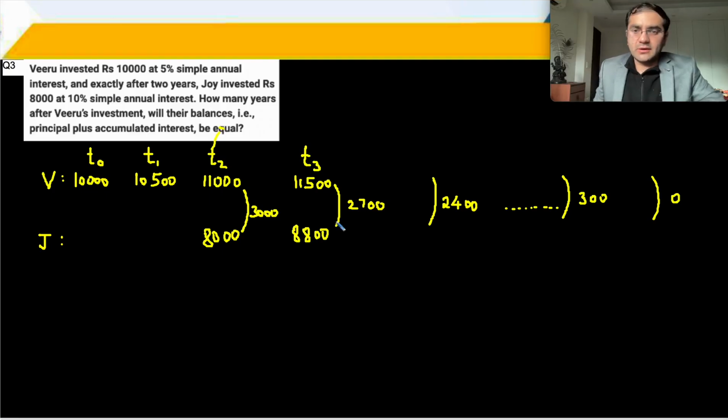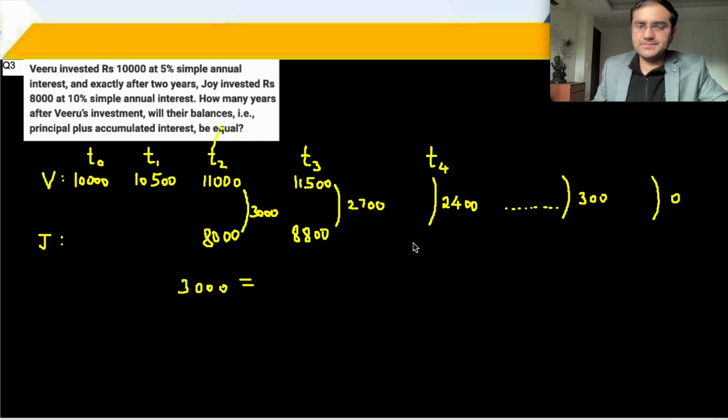Let us count T1, T2, T3 and so on, T4 dot dot dot. So I have the first term 3,000. The final term is 0, or you can say that the final term is 3,000 and first term is 0. It's an AP: a plus n minus 1 into common difference 300.